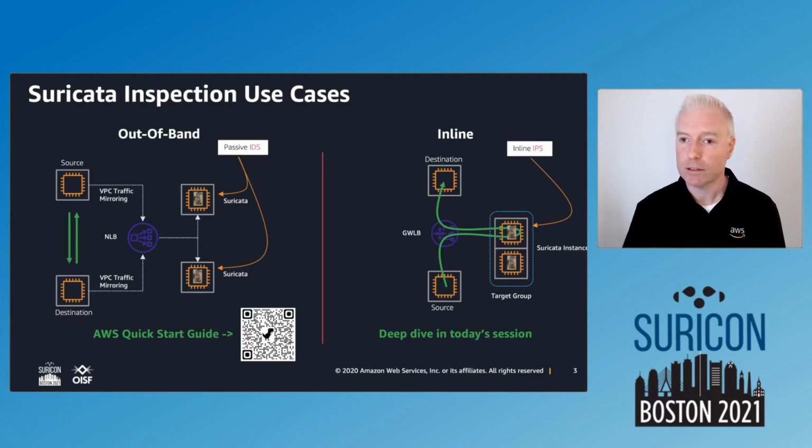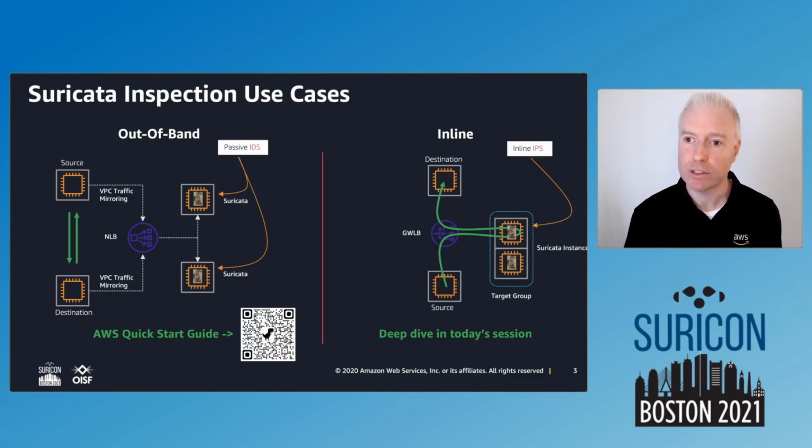So in this use case, you want to insert your inspection kind of transparently into the network, send that over to the Suricata fleet for your inspection, and then send it back to your destination. But in this case, the Suricata instances are actually inline. They're in the data plane. All right, so this is what we're going to dive deep into today.